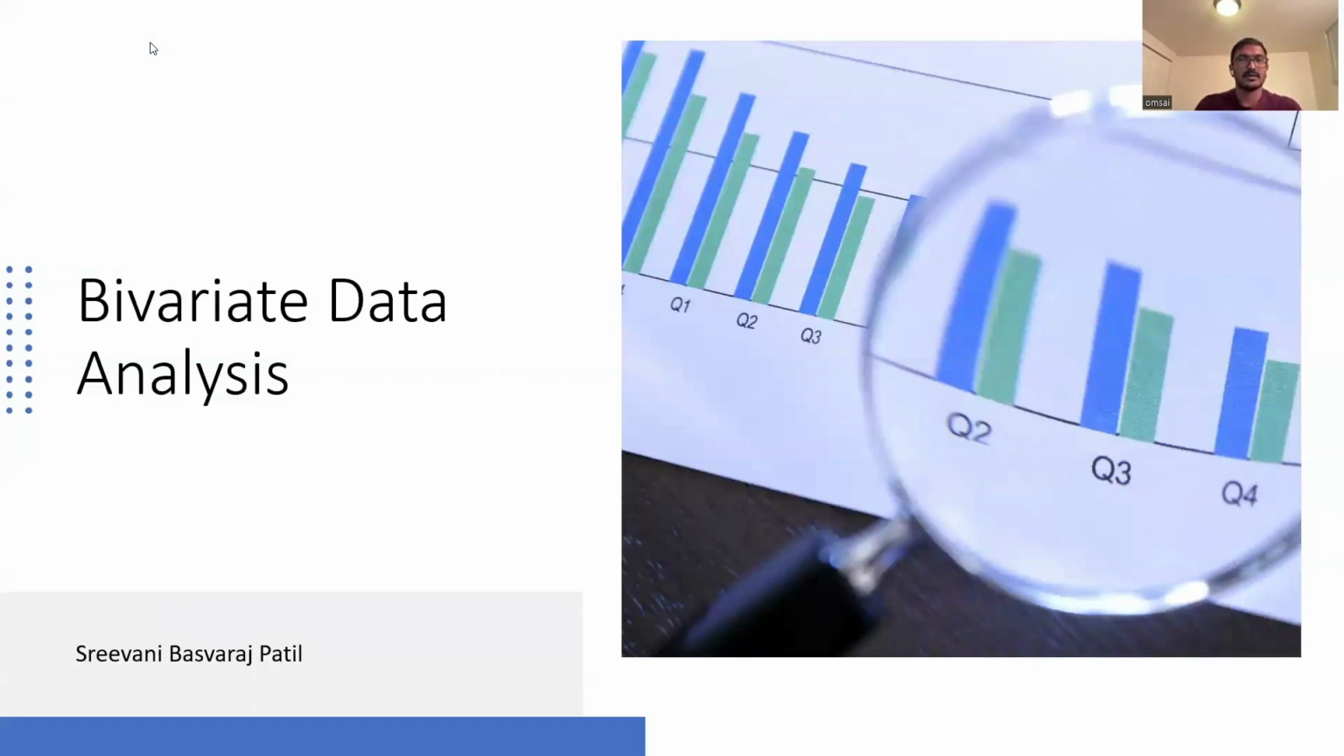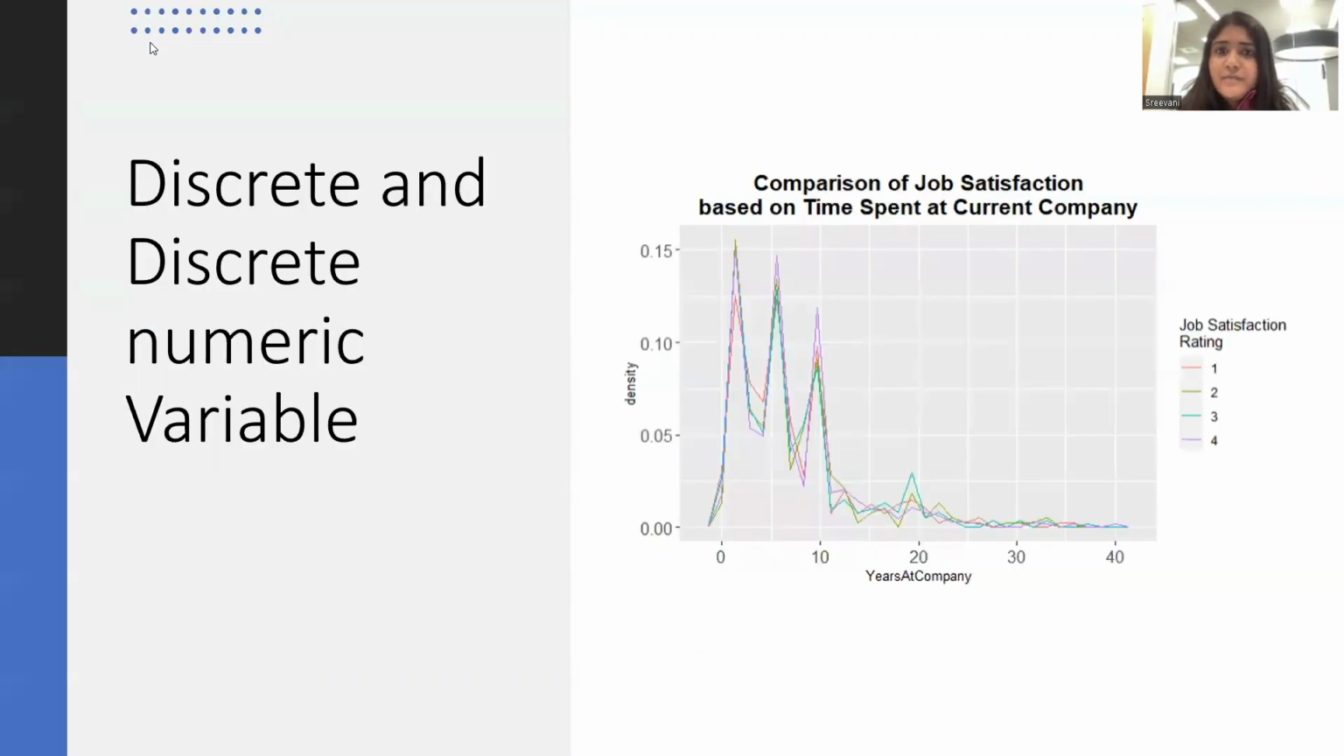Hi, my name is Sreevani, and I'll be explaining the bivariate data analysis. Coming to the first part, here I'll be explaining the comparison of job satisfaction based on time spent at the company. As you can see in the graph, there is a fluctuation between 0 to 10 years for the job satisfaction rating, and the rating is gradually decreasing, or becoming stagnant after 10 years. So this is about discrete and discrete numerical variables.